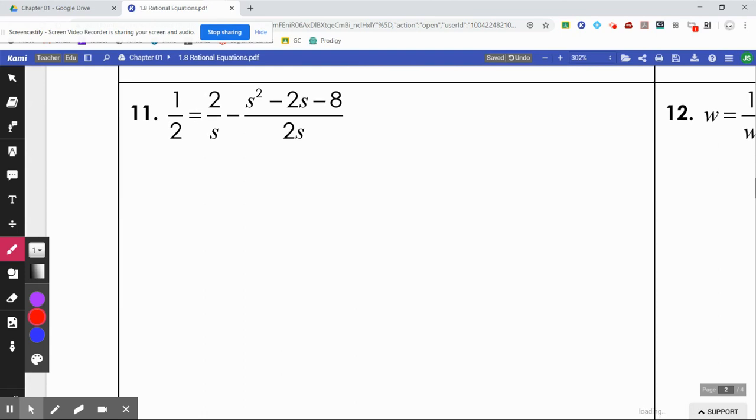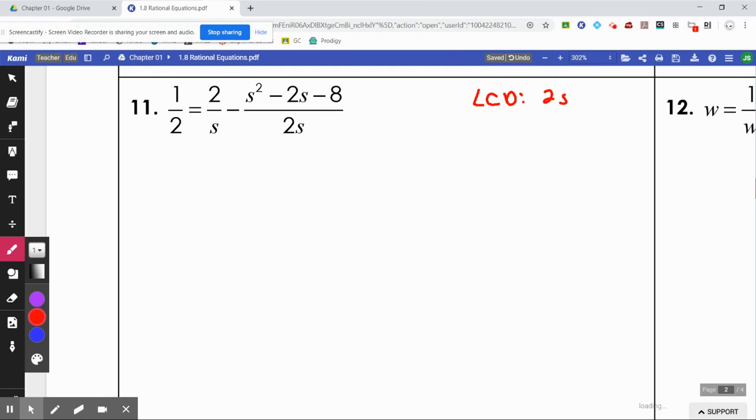Number 11, we're going to finish these out just by multiplying by the least common denominator. So your least common denominator here between 2s and 2s would be 2s. So we're going to multiply every term by 2s. Here the 2 cancels with the 2 and leaves you with just the s. So you have now one s. Bring down the equal sign. Here the s's would cancel and leaves you with just a 2 here and a 2 out here. They're being multiplied, so that'd be 4.